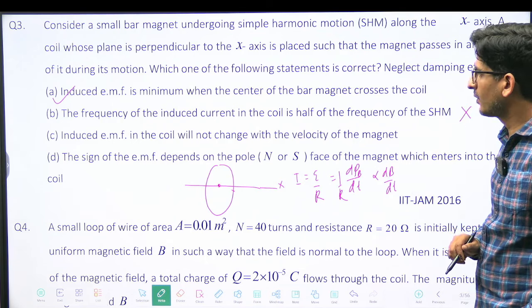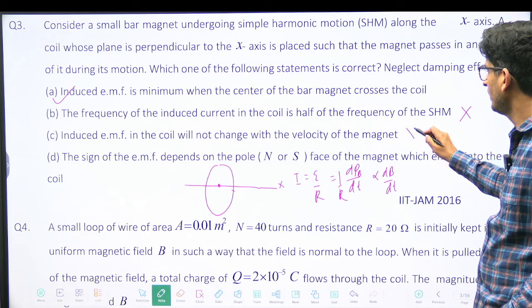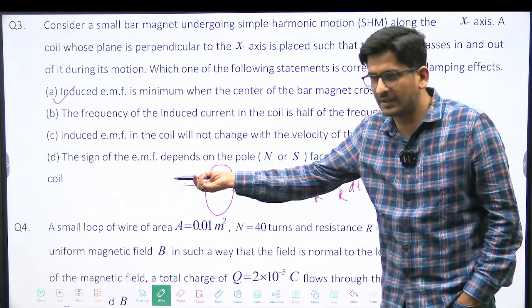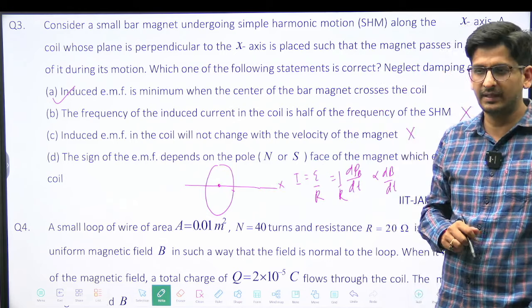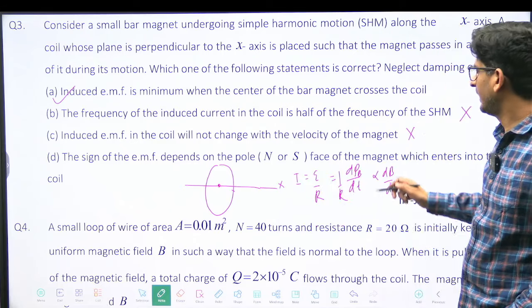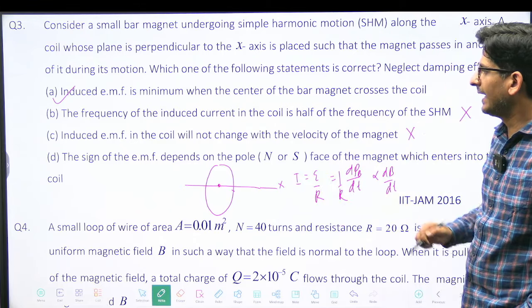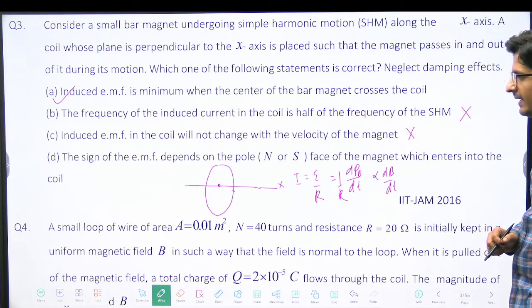Induced EMF in the coil will not change with the velocity of the magnet. This is also wrong, because as I increase the velocity, change in magnetic flux will also increase. And EMF will increase, current will increase. So that's why this is also wrong. And the sign of EMF depends on the north pole face of the magnet.